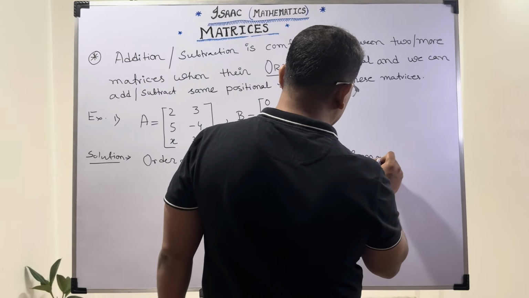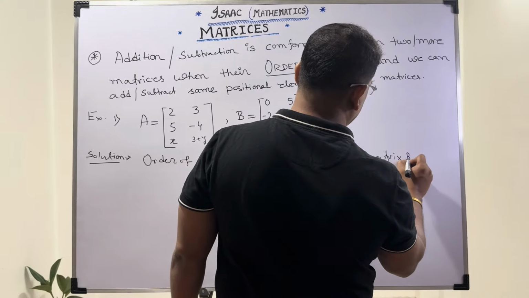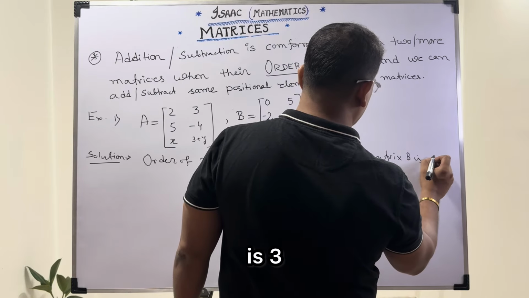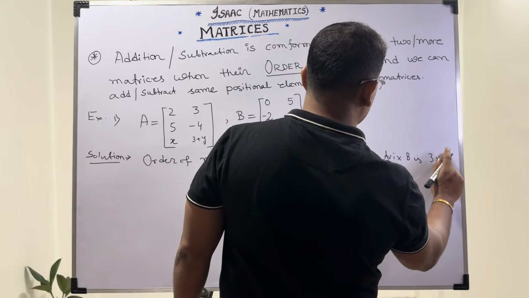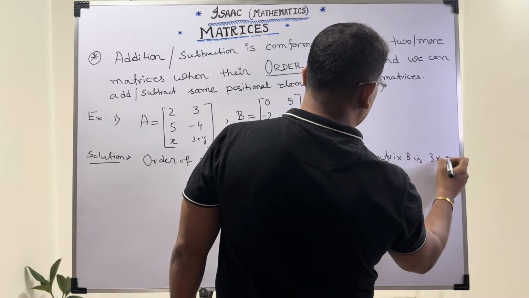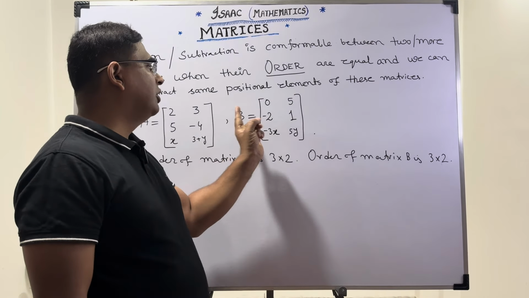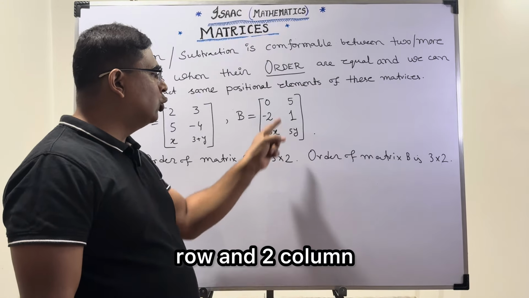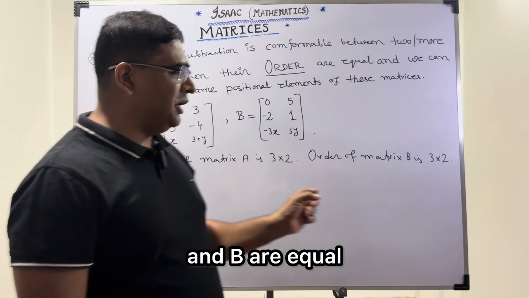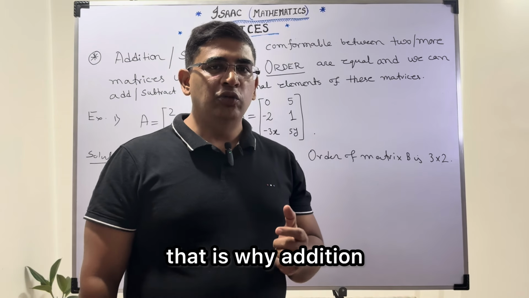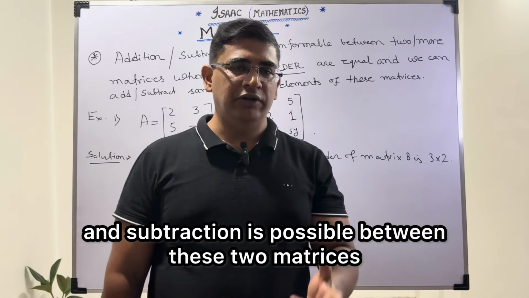Order of matrix B is 3 by 2 because this matrix B has 3 rows and 2 columns. So the order of these two matrices A and B are equal. That is why addition and subtraction is possible between these two matrices. Okay.